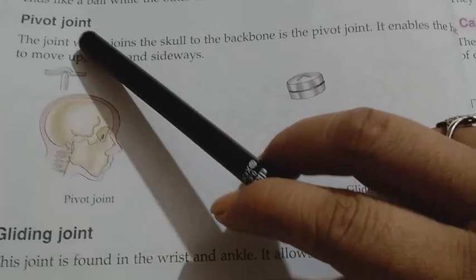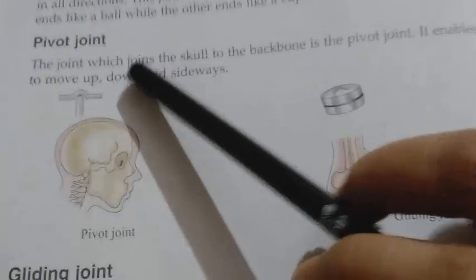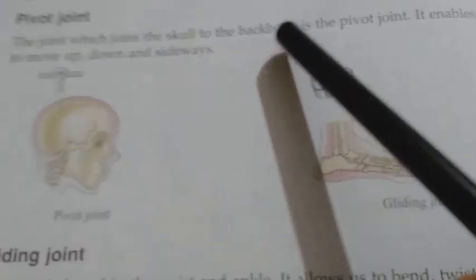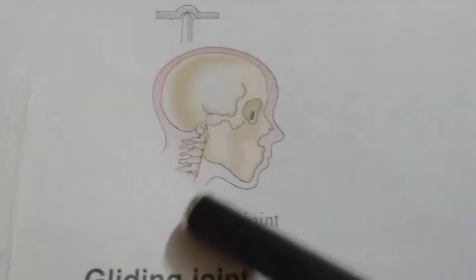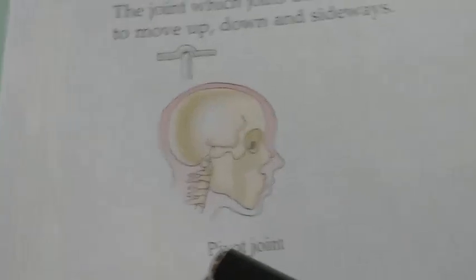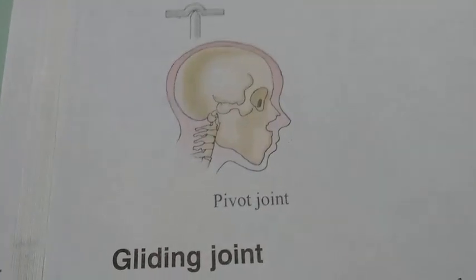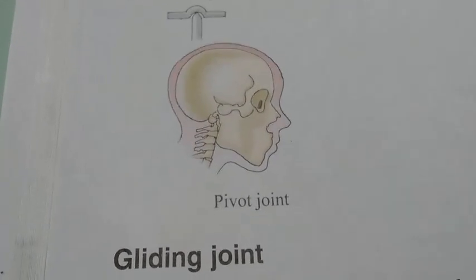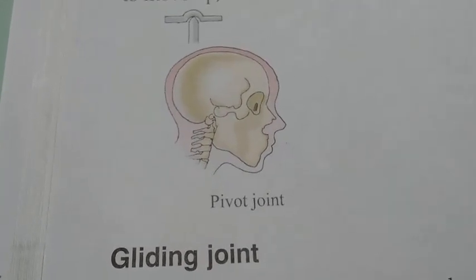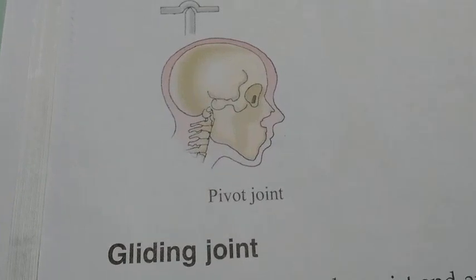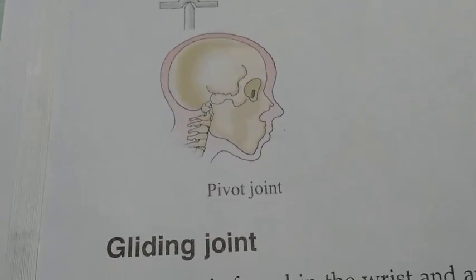Next is the pivot joint. The joint which joins the skull to the backbone is the pivot joint. You can see here, the pivot joint joins the skull to the backbone. Here is the skull and it joins to the backbone. It enables the head to move up, down, and sideways. We can move our heads up, down, and sideways. It is the pivot joint.